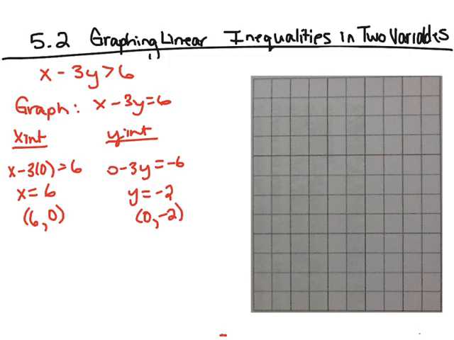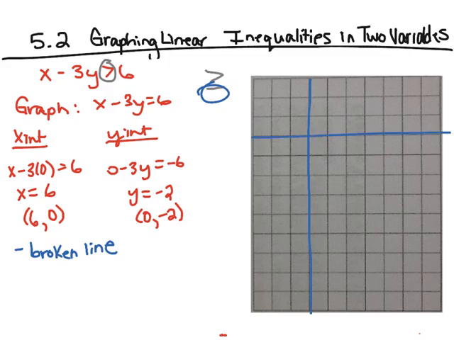Now, because this sign is a greater than sign, and it's not a greater than or equal to sign, we know that the line that we are going to draw will be broken, because it's not going to be included in the data. If we also wanted to include the values on the line, it would have a line underneath it. So we have a broken line. We're going to draw our axes, and then 0, negative 2 and 6, 0. 1, 2, 3, 4, 5, 6. And then we join them with a dotted line.